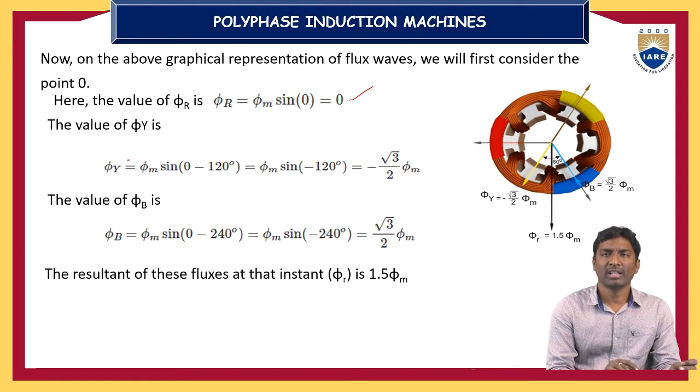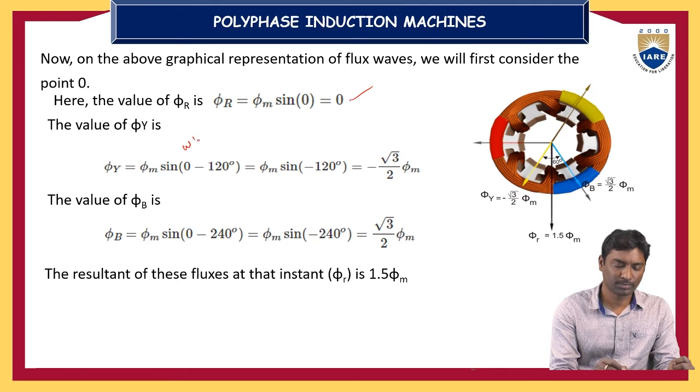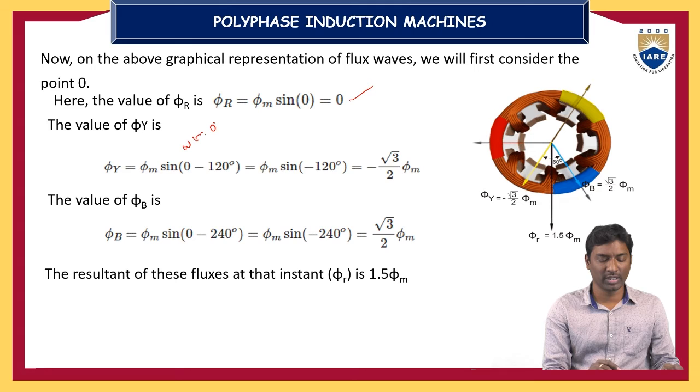Similarly, the value of phi Y is equal to phi m into sin of omega t minus 120 degrees, where omega t is equal to 0. I am substituting here, phi Y is equal to phi maximum into sin of 0 minus 120 degrees. That will be equal to phi m into sin of minus 120 degrees. According to the sine angle, phi m into sin of minus 120 degrees will be equal to minus root 3 by 2 into phi m.